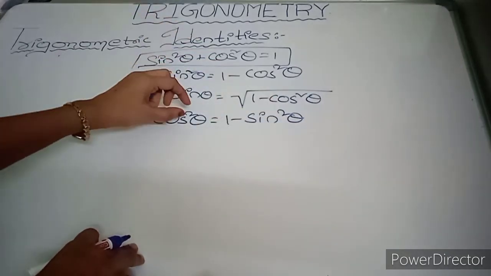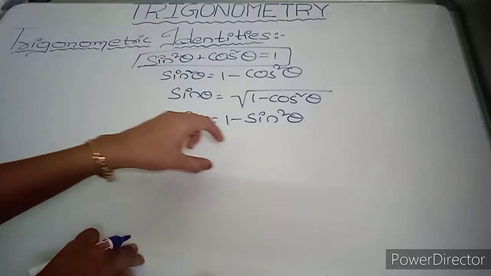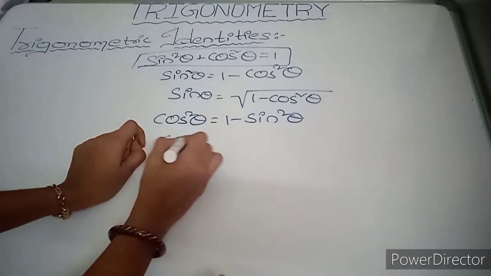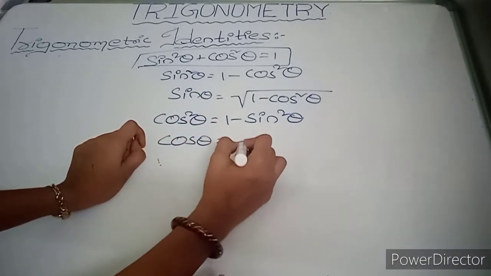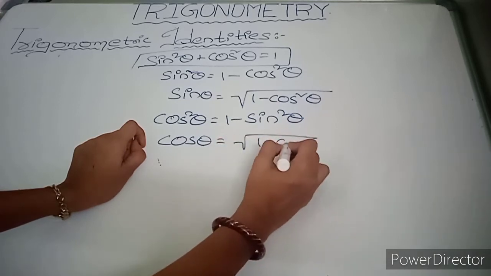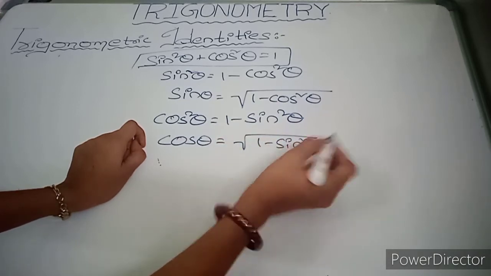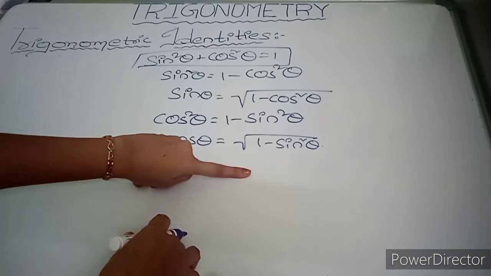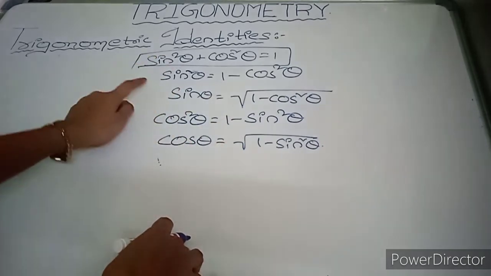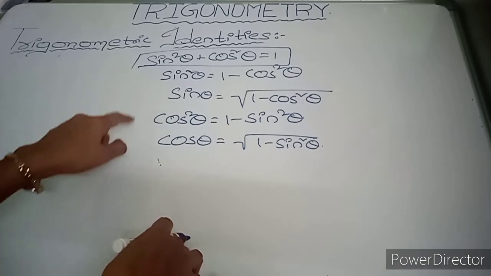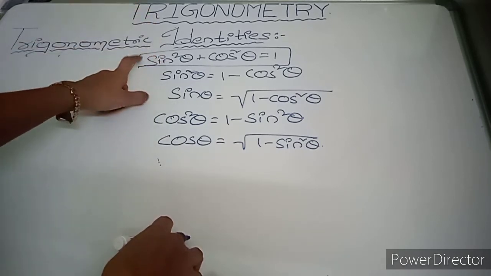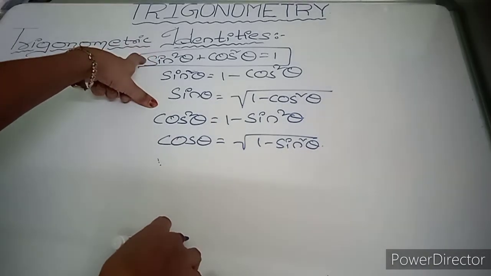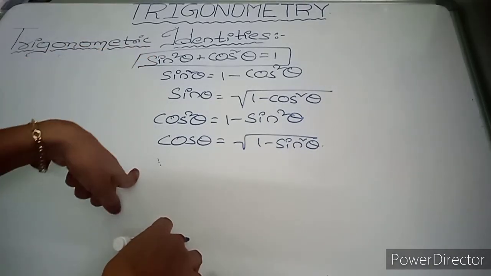Now remove the square from this side and write the identity on cos theta. That is, cos theta is equal to square root of 1 minus sin square theta. So these are the four identities that are based on this identity, sin square theta plus cos square theta equal to 1. From this identity, we can write these four identities.